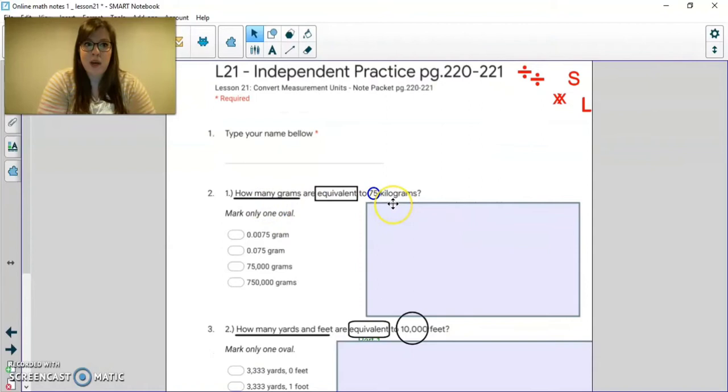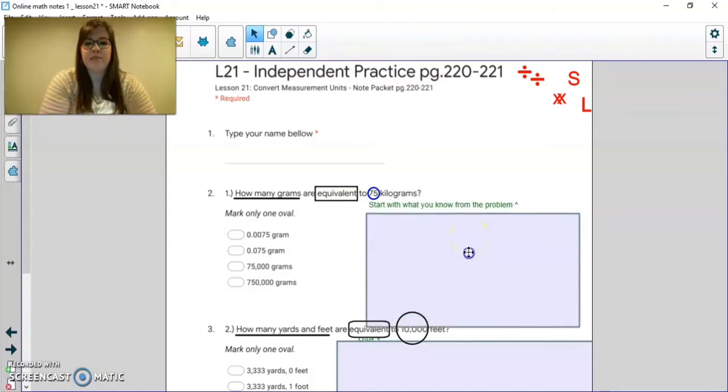So I marked up this question using our cube strategy. I circled 75 as our key number. I underlined how many grams because that is our question, and I boxed in the word equivalent. Equivalent in math means equal to, so I'm trying to find how many grams are equal to 75 kilograms.